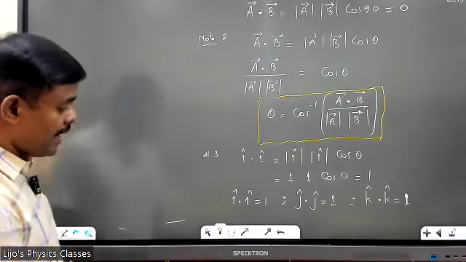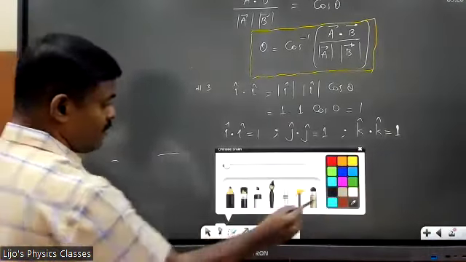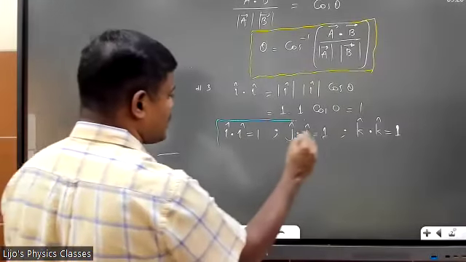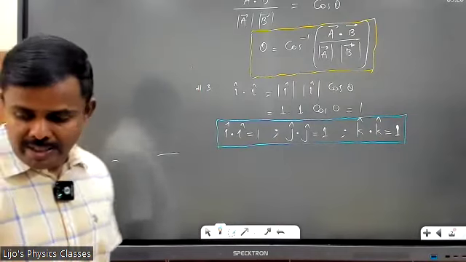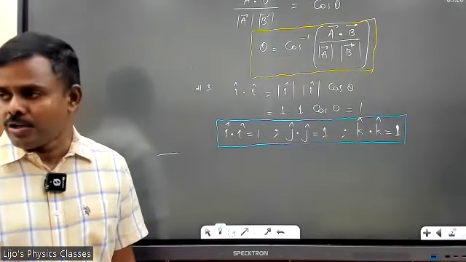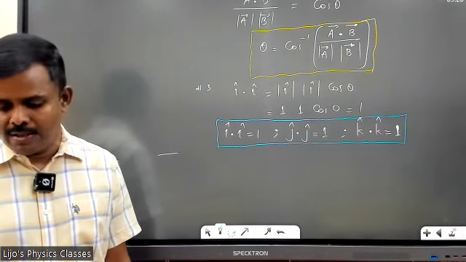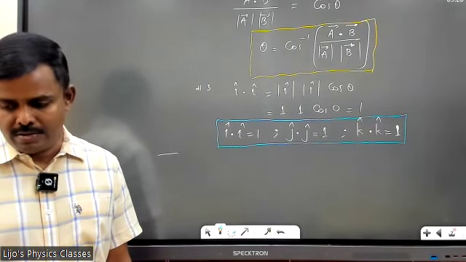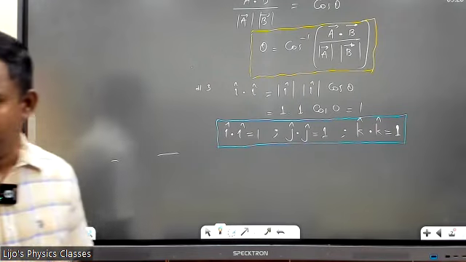Like unit vectors, when taken dot product, will give you 1. Am I correct? I dot I is equal to 1. J dot J is equal to 1. K dot K is equal to 1.